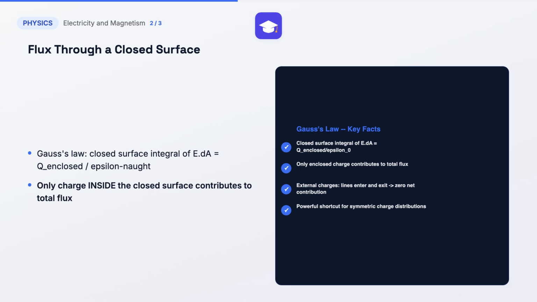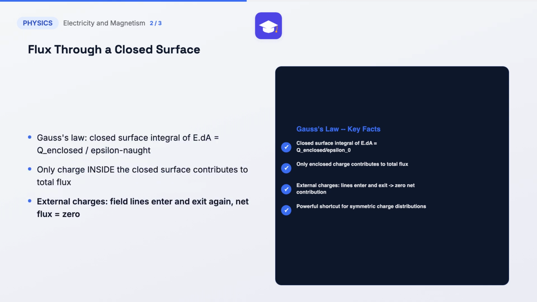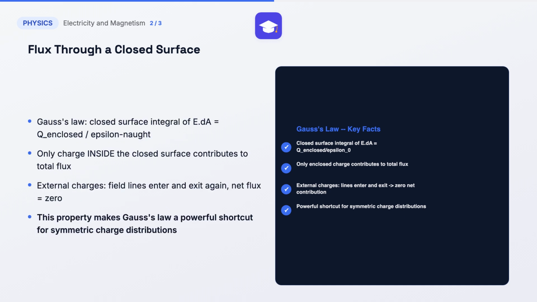This is the single most important fact about flux through a closed surface. Charges sitting outside the surface contribute 0 to the total flux, even though they do still influence the field's exact value at individual points on the surface. Their field lines that enter the surface on one side always exit again somewhere else, contributing 0 net flux overall. This specific property is exactly what makes Gauss's law such a powerful shortcut for finding fields in highly symmetric situations.